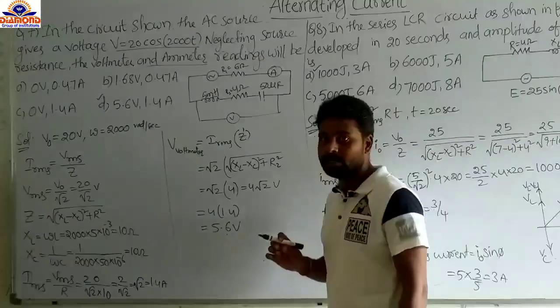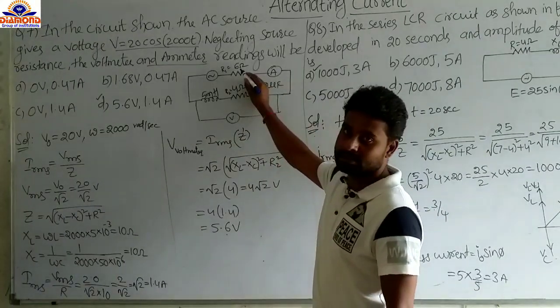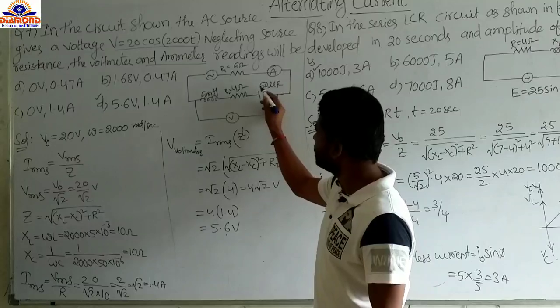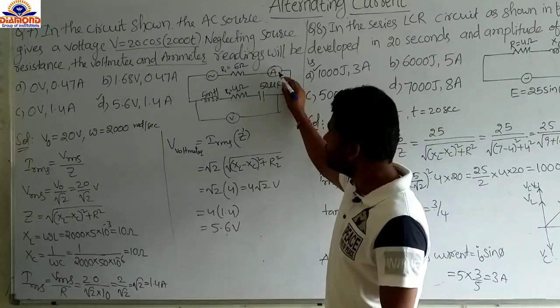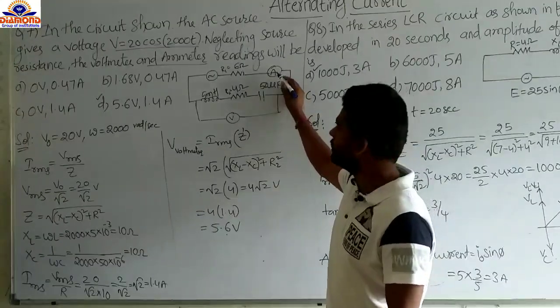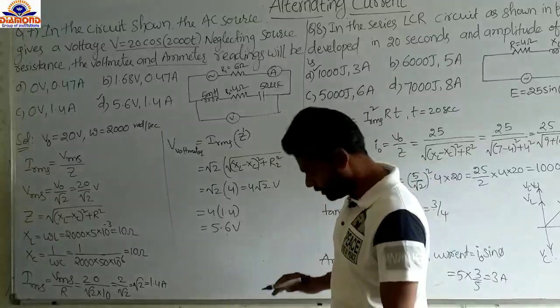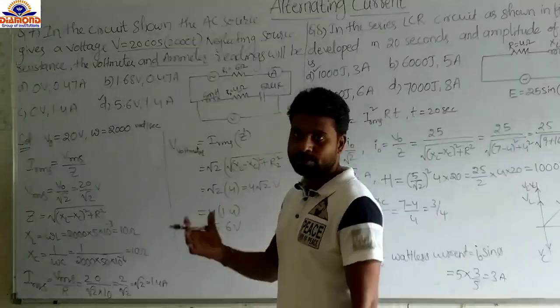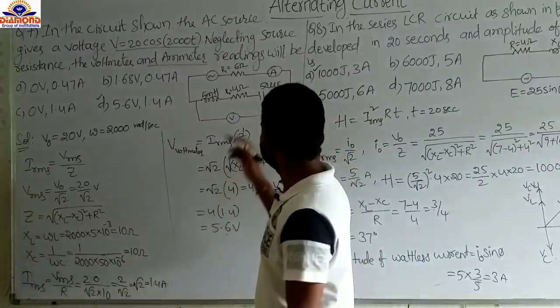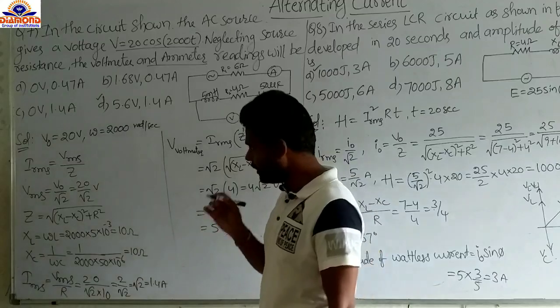Whenever we are finding the reading of this voltmeter, we should not include this resistance value. We have to find the potential difference across these three elements only. But whenever we are finding the reading of the ammeter, we have to consider all the elements. Remember that point. First I am going to find the reading of the ammeter. The ammeter gives the IRMS.